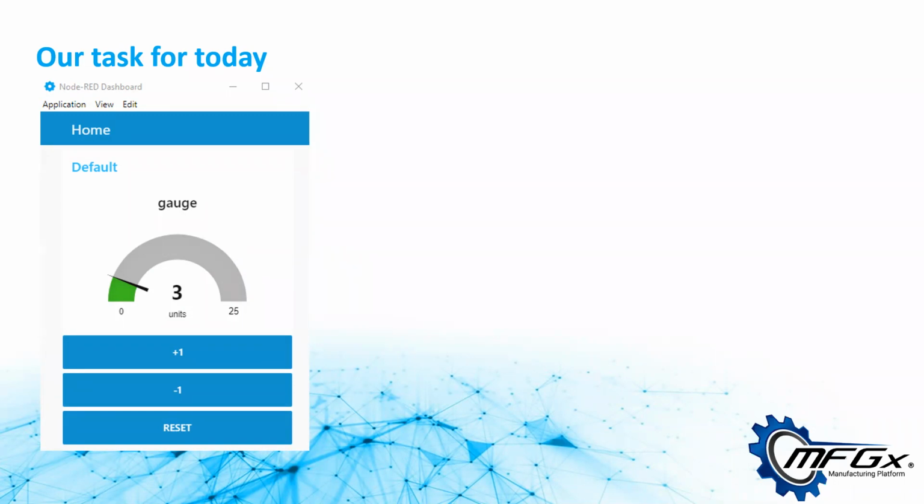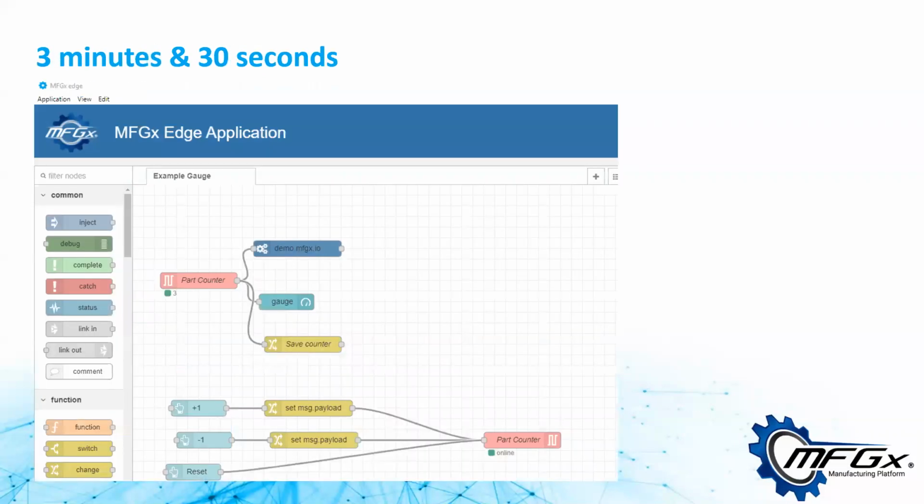Our task for today is to connect to an Allen Bradley device and make this screen. The gauge is going to represent the current value, and all of the buttons will change the device's value by writing back to the actual device. Those changes will be reflected on the gauge in real time, and all of these changes will also be sent to the MFGx platform, where it will be evaluated as an event and processed later. We're going to do all of that in less than 4 minutes.